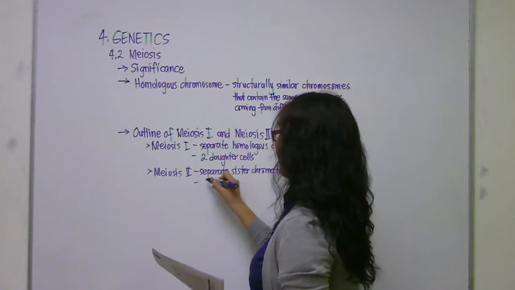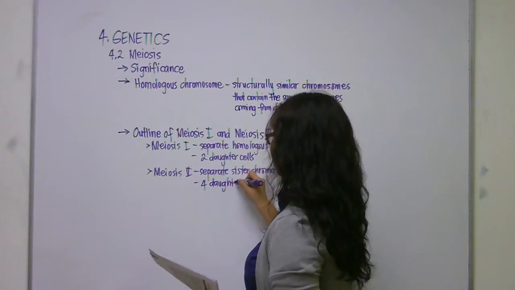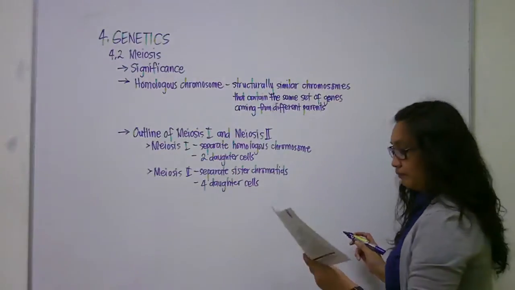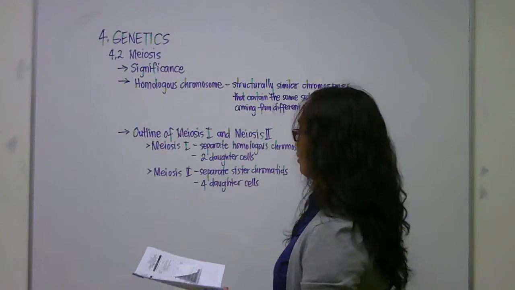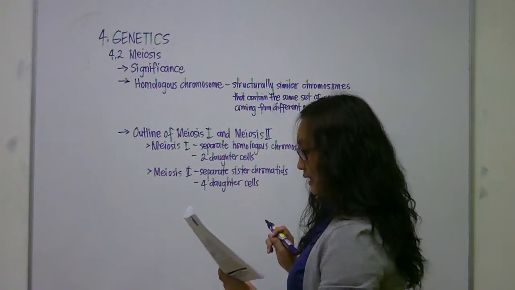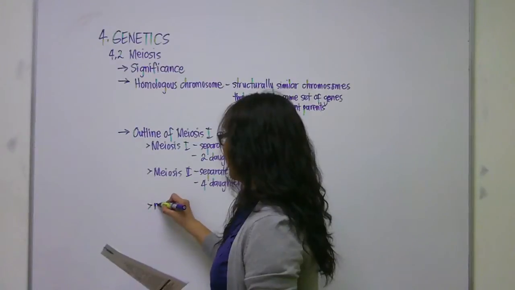Wherein it produces 4 daughter cells in the end. Okay. So, right after pointing out the outline of what the process is, we have to go to the main events.